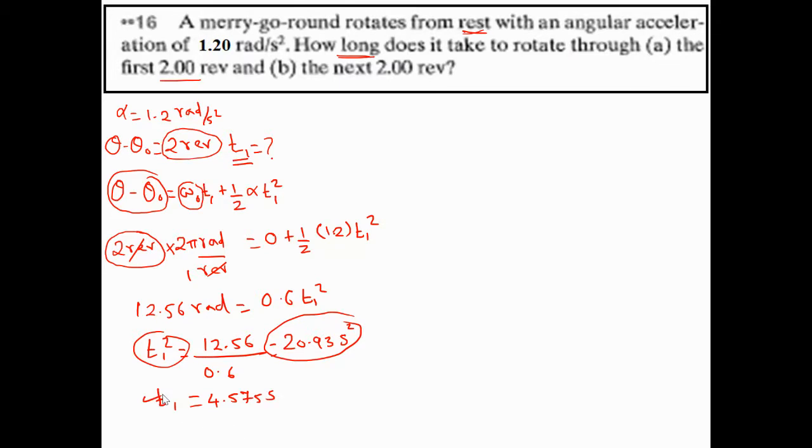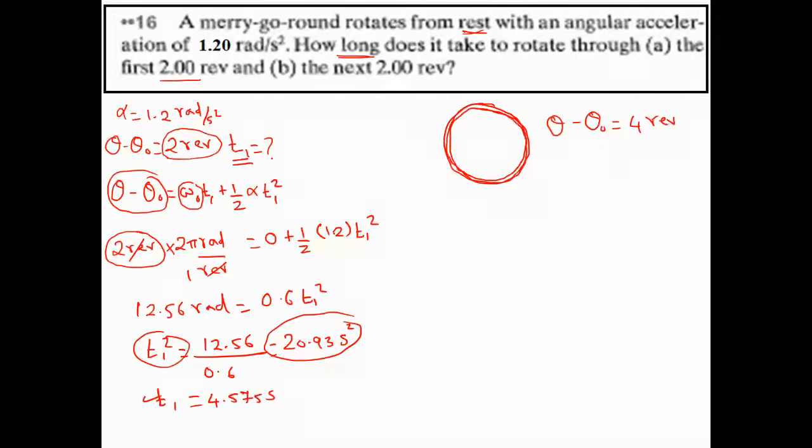Okay, let's come to the second question. What is given in the second question? What is the time taken for the next 2 revolutions? What does that mean? Listen carefully. The merry-go-round rotates for 2 revolutions, and the next 2 revolutions means the total revolution is 4. So here my theta minus theta naught is equal to 4 revolutions in total. This 2 plus this 2 gives you the final position the second time.